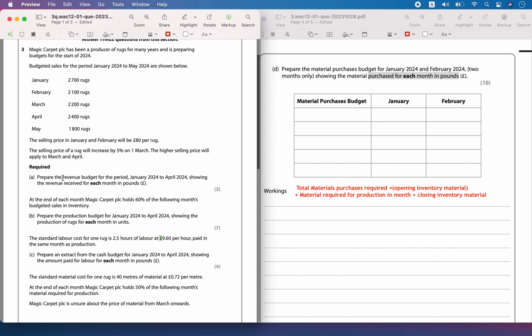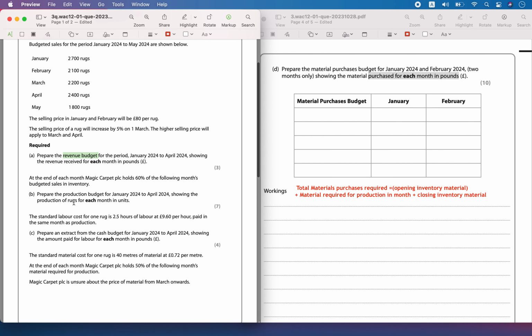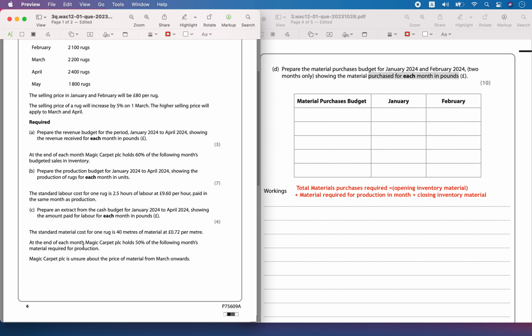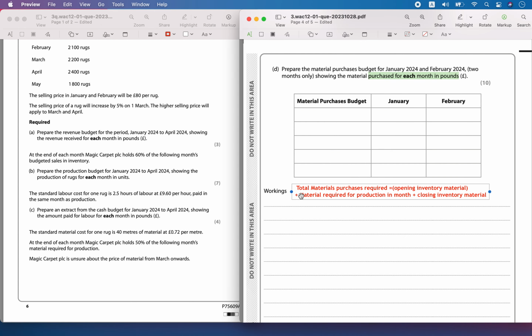So in the previous Part A, we had prepared the revenue budget, and in Part B we had prepared the production budget, how much needs to be produced to achieve this revenue. And then in Part C, a portion of labor cost was prepared, which was included in the cash budget. Now we have to prepare how much material needs to be purchased for the month so that you can produce the required quantity to get the sales achieved. This is the material purchases budget.